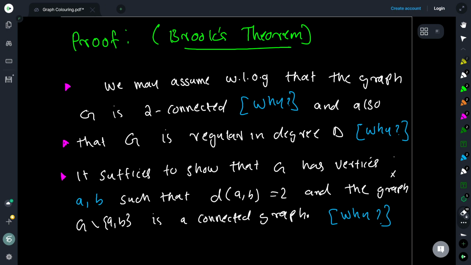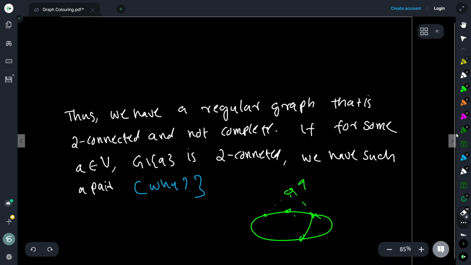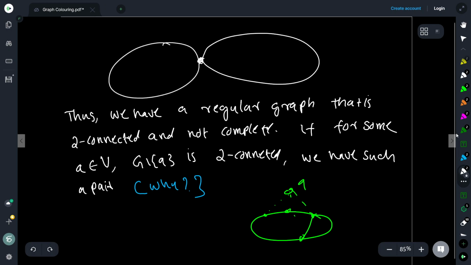Because if the graph is not two-connected, of course we can assume that the graph is connected, because we can always work with components when we are coloring. So if it is having a cut vertex, then what can we do? Suppose the graph has a cut vertex, say x. Then we will look at the graph G minus x.